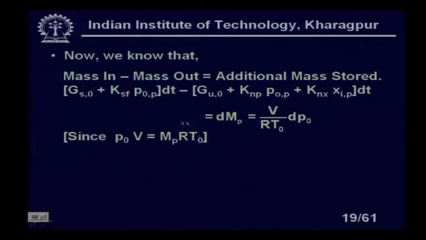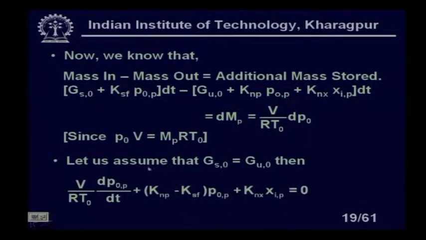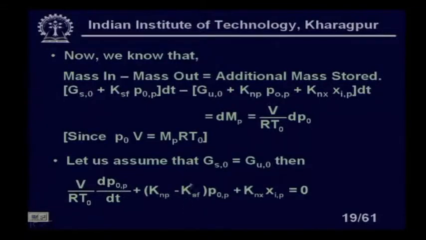Now, from the gas theory, we know that P_o V equals M_p R T_0. So, we can write immediately V by R T_0 equal to dP. Let us assume that G_so equals G_uo, that means initially the mass flow coming in and going out is the same. Then we can assume that V by R T_0 times the derivative of P_op with respect to time, times (K_np minus K_sf) P_op plus K_nx X_ip equals 0.